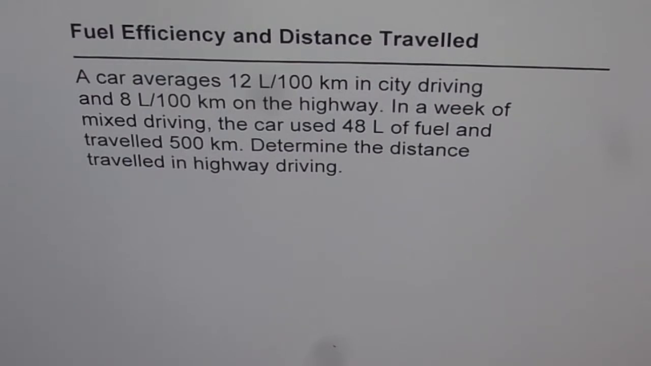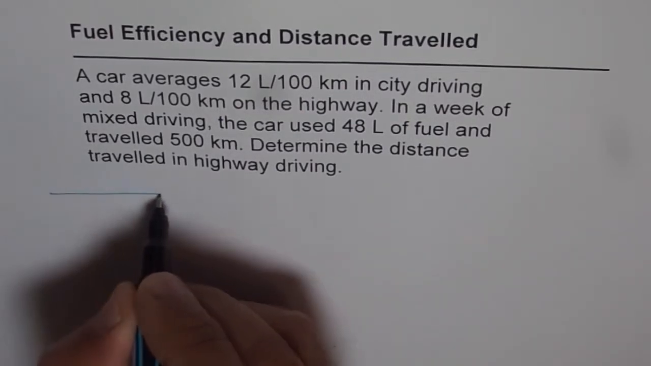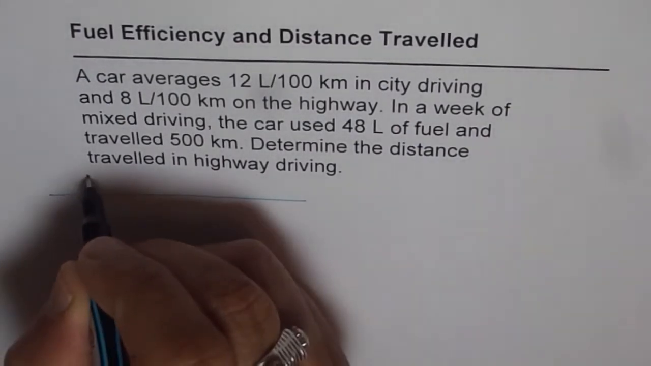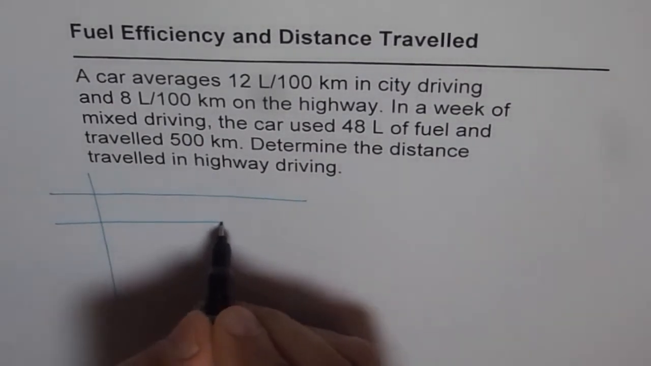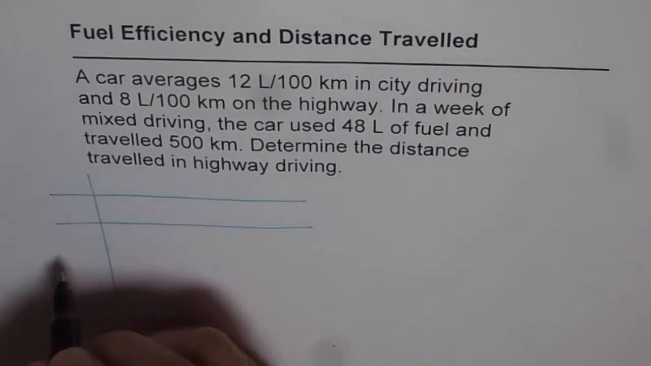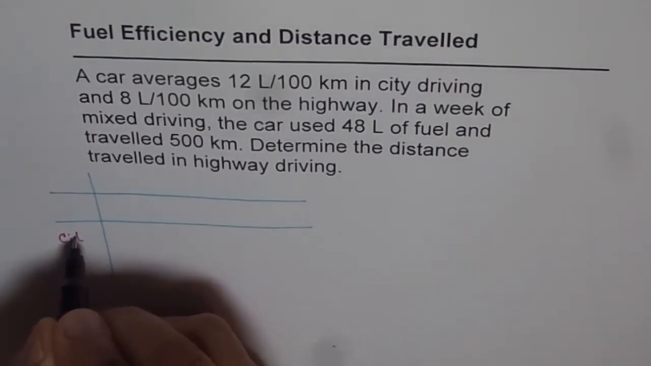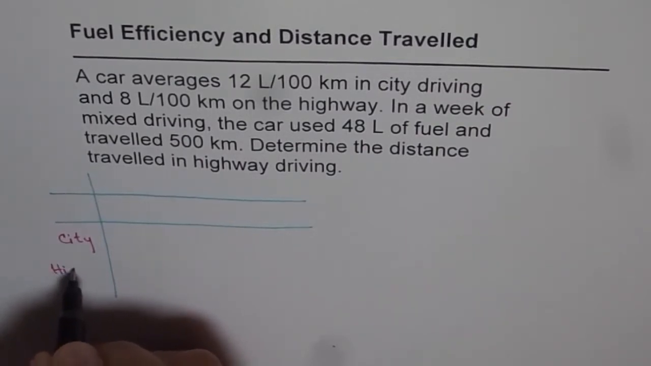Now, to solve such questions, a good way is to make a table of values and then work out the equations. So let me show you how to do these kinds of questions. Right? So I'll just create a table. In this table we are given two particular conditions: driving in the city and driving on the highway. So those are the two conditions, city and highway.